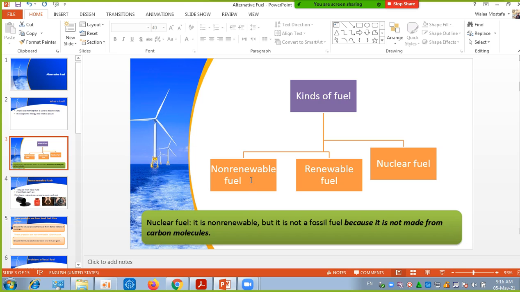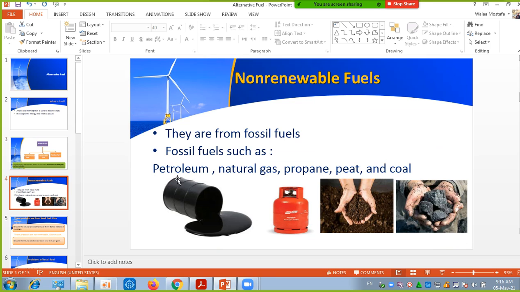What is the difference? The difference is that fuels like petroleum, gas, peat or coal are non-renewable, yes, but they are made from natural elements. Those natural elements were formed through millions of years, and under pressure and heat they turned into this type of fuel, and of course they make some kind of operation over them to change them into those types.